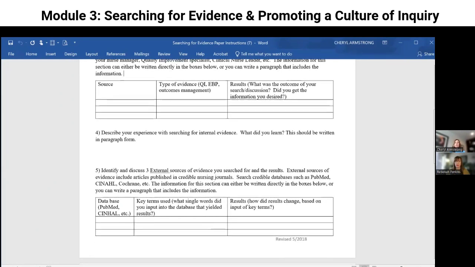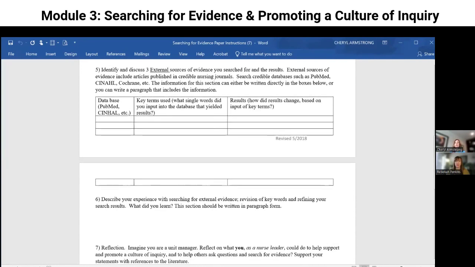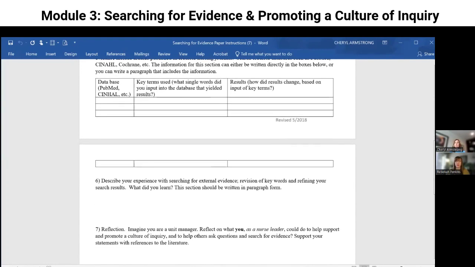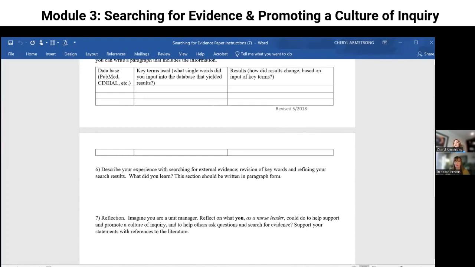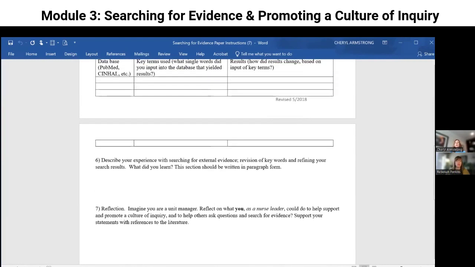But make sure you take a look at this. You've got your internal, you've got your external evidence, and you kind of have some ideas on here. Again, what databases to use, what key terms did you use? So you always want to be aware of what words you use that help you find the studies you're looking for. And then with each of these, describe what your experience was. So what was your experience looking for internal and external evidence?